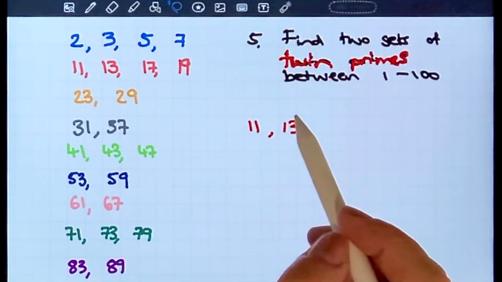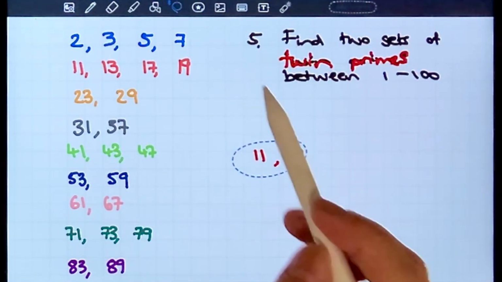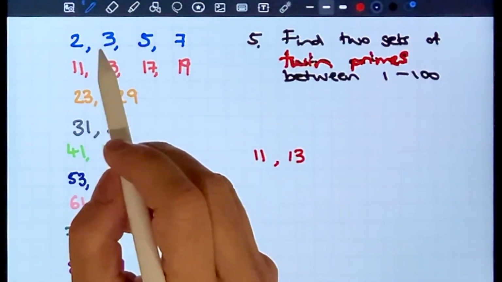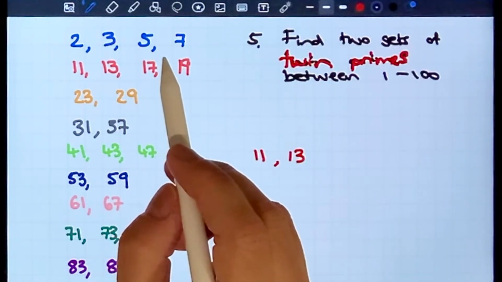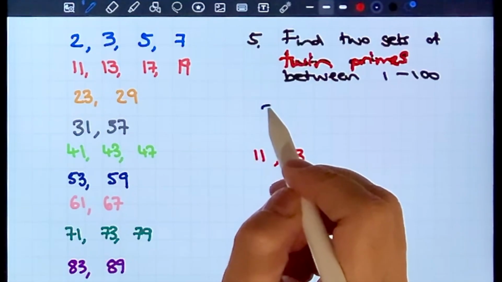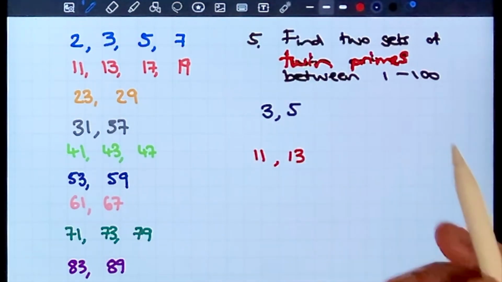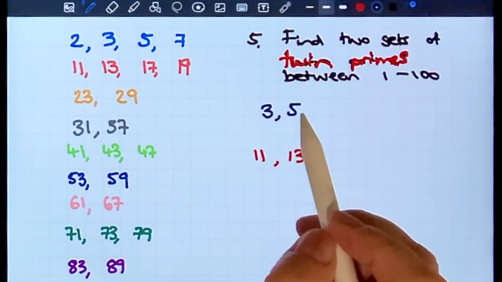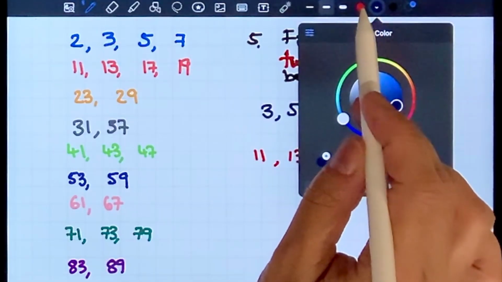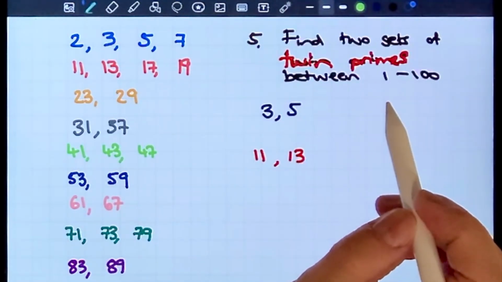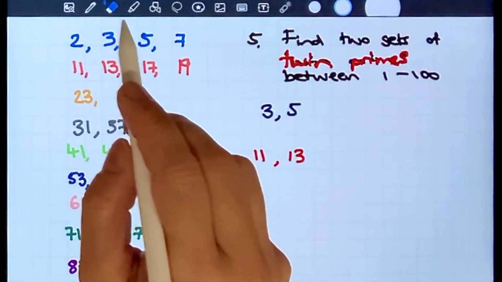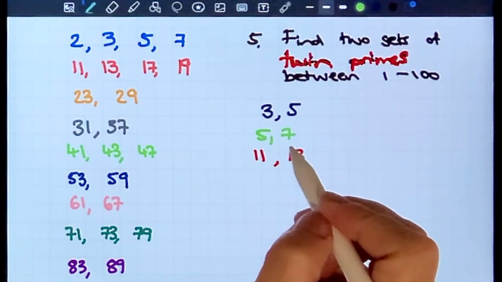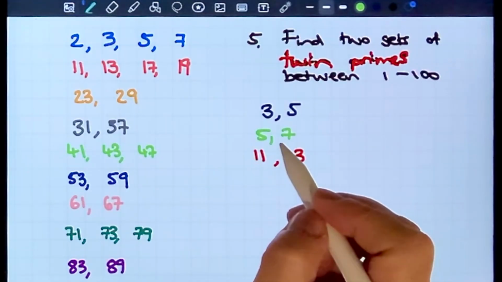But there's others. So I'm going to move this one aside and I'm going to go back. So we can even find twin primes here. For example, 3 and 5. Because they're only separated by one number, which is a 4. And what about 5 and 7? They're also twin primes because they're just separated by the number 6.